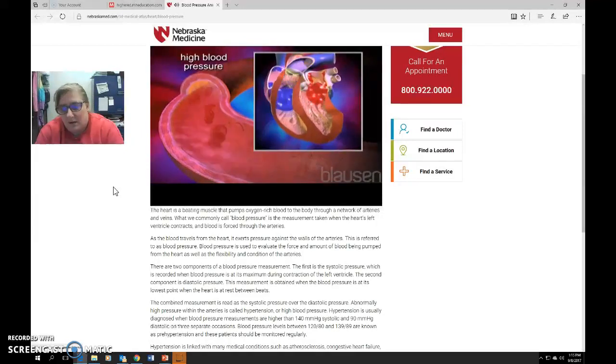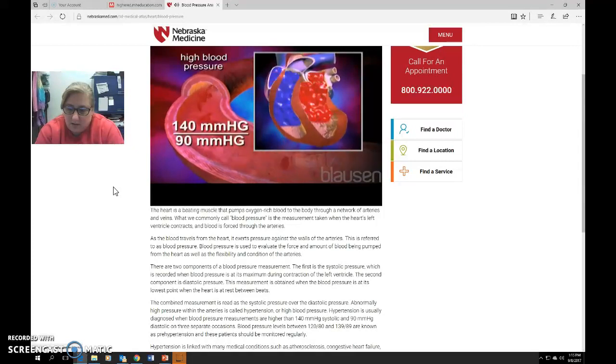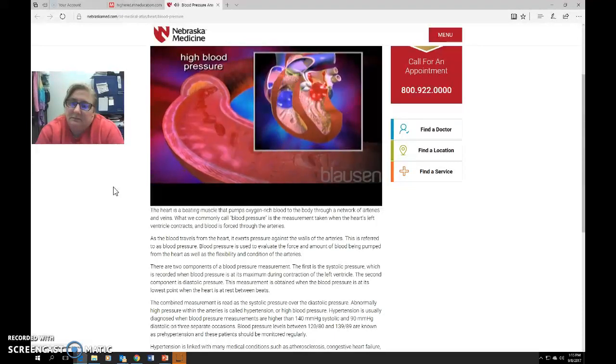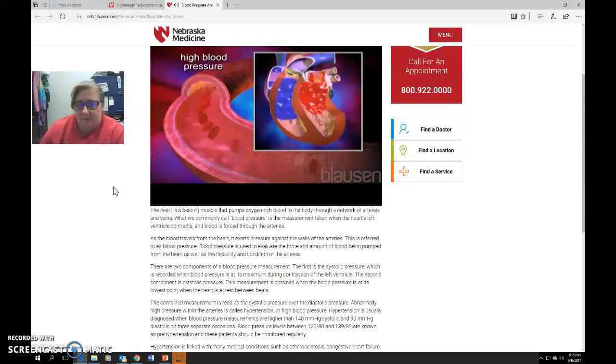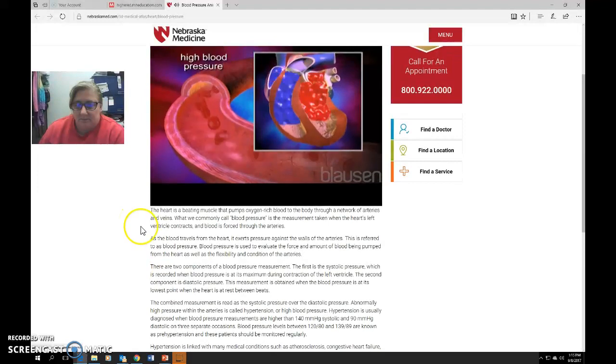Abnormally high pressure within the arteries is called hypertension or high blood pressure. Hypertension is usually diagnosed when blood pressure measurements are higher than 140 millimeters of mercury systolic and 90 millimeters of mercury diastolic on 3 separate occasions. Blood pressure levels between 120 over 80 and 139 over 89 are known as pre-hypertension. These patients should be monitored regularly.